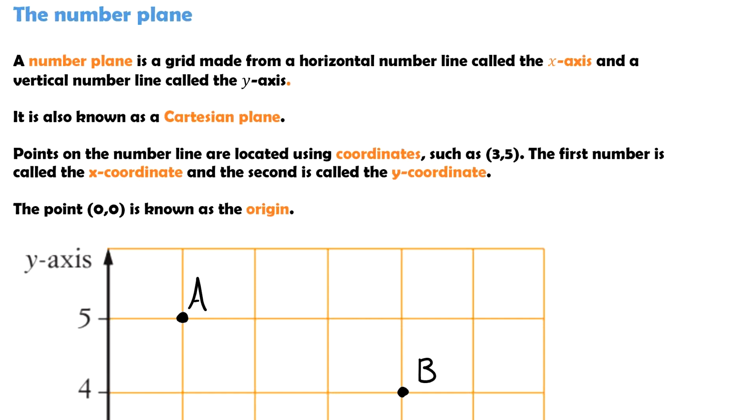based on the mathematician. So, points on the number line are located using coordinates, which we've covered in a previous video, such as 3, 5. So the first number is related to the x-axis and it is called the x-coordinate. And the second is called the y-coordinate because it's related to the y-axis. Now, the only point that has a special name is our 0, 0, and that is known as the origin.